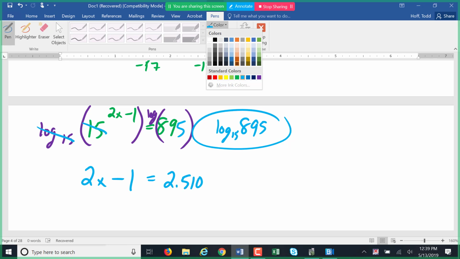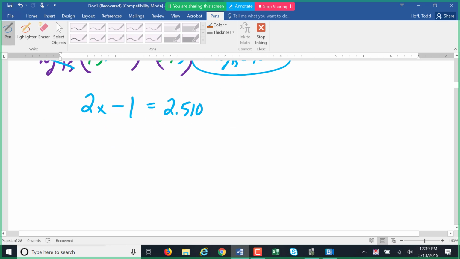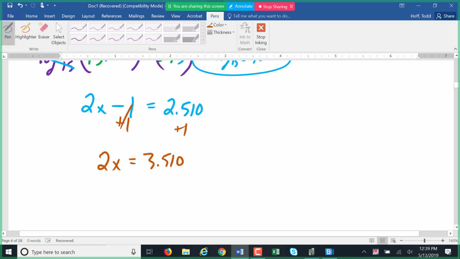We're not done yet, though. We still have an equation to solve. This is 2x minus 1 equals 2.510. What do I have to do to solve that? Add 1, so 2x equals 3.510, and then divide by 2. x equals 1.755.